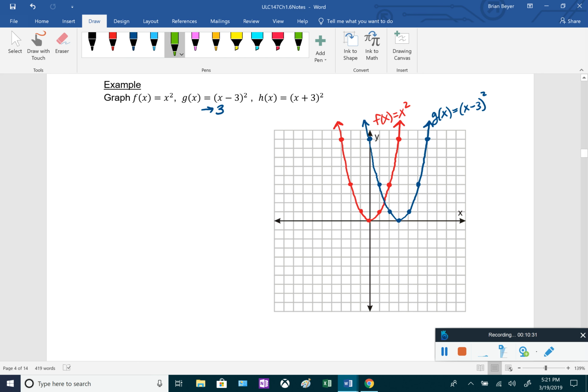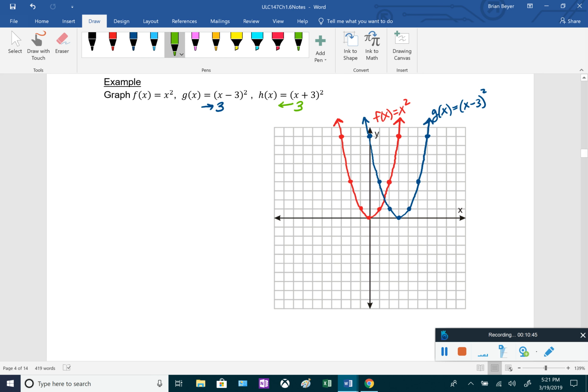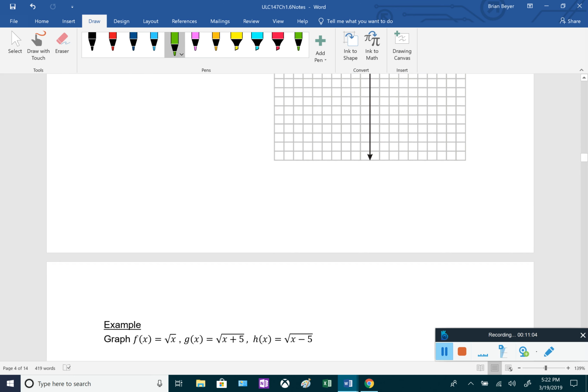And then next for h of x, (x plus 3) squared. Once again, it's on the x value, so we know it's going to be a horizontal shift. It's plus 3, so that means it is to the left 3 units. Starting with f of x, moving it to the left 3. Every single point that we plotted gets moved to the left 3 units, and we will end up with that green curve on the left. So a lot of overlapping here, but hopefully the colors help a little bit. Okay, so that is for that example.